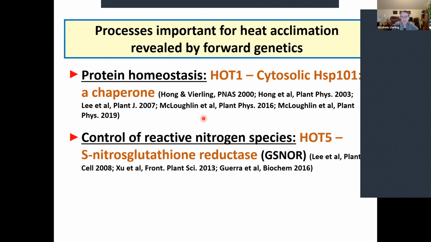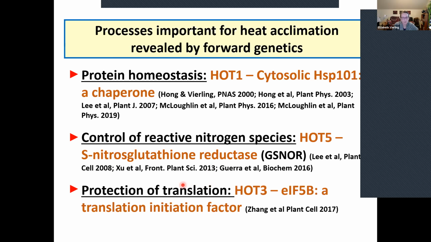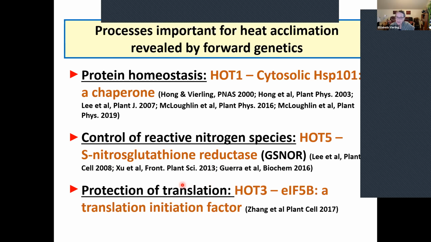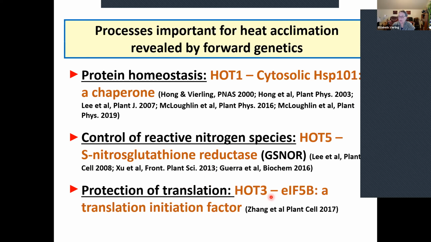A second mutant is involved in control of reactive nitrogen species. This enzyme, S-nitrosoglutathione reductase, allows plants to modulate the amount of nitric oxide and the reactive nitrogen species, which when they get out of control are very detrimental to plants under stress conditions. A third mutant was involved in the protection of translation, and this we called HOT3, a mutation in EIF5B, a translation initiation factor. All of these processes are clearly very important for acclimation to high temperature, and no doubt for processes related to other types of temperature stress.